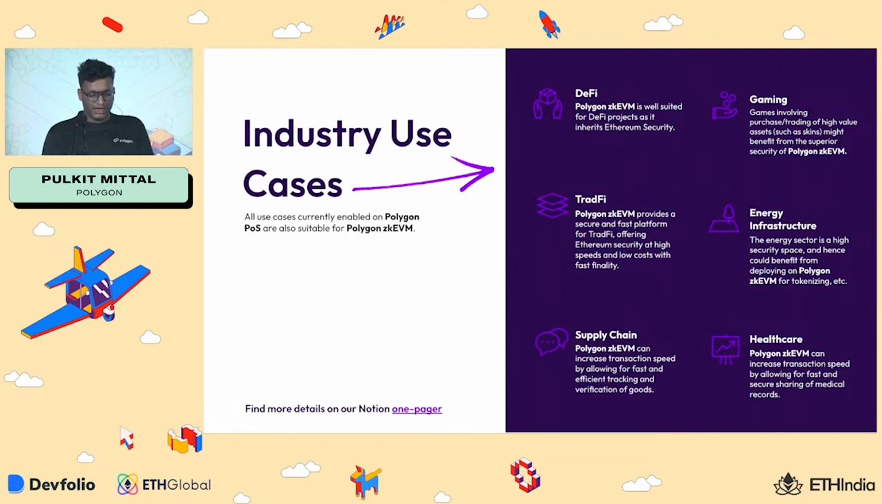Some of the industry use cases and things that we are really excited you all will be building this weekend are in DeFi and TradFi, when you are transferring value. When you are transferring value, you want high levels of security. So for finance, we highly suggest using zkEVM. Even in other use cases like healthcare, gaming, and supply chain, you need a high level of trust. We highly recommend using Polygon zkEVM when you are figuring out what chain to go for.